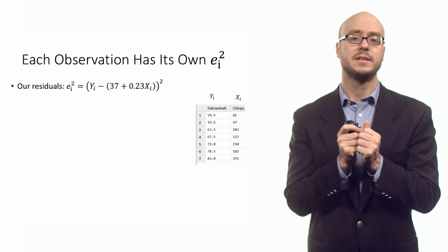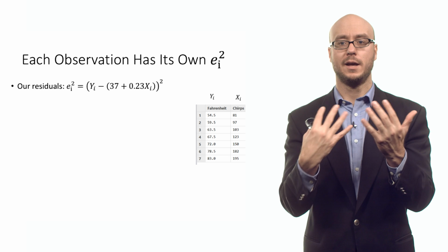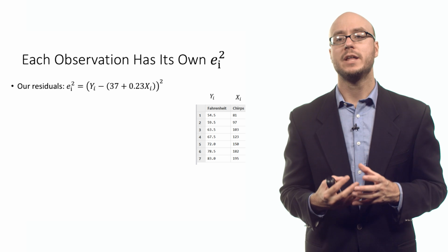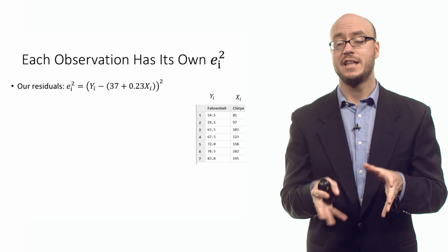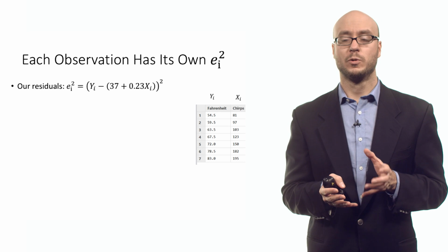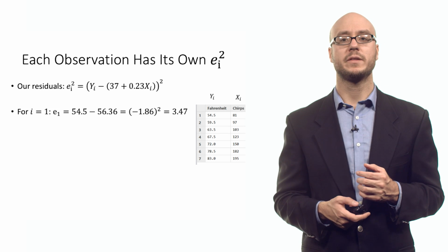A very simple way to make these errors positive so we can add them all up and get an idea of the overall amount of difference between our y's and our y hats is to square them. You could also take the absolute value. That's a different approach, but for purposes of calculation, it's easier to work with squaring these residuals.